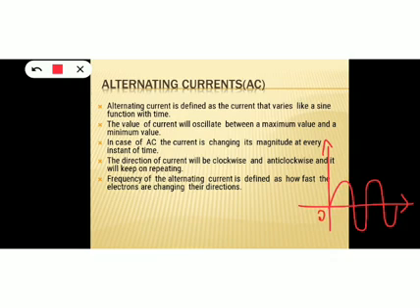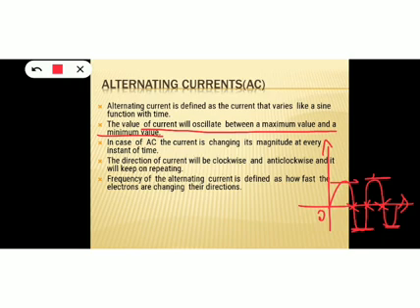Okay, it starts from origin and the value of current will oscillate between a maximum value and a minimum value. So if we consider this portion, this is the maximum value and this is the minimum value. Again, this is the maximum value but in the reverse direction. Again, minimum value. Again, maximum value in the positive direction, minimum value. Maximum value in the negative direction, minimum value. So the value of this AC current will oscillate between maximum value and minimum value.